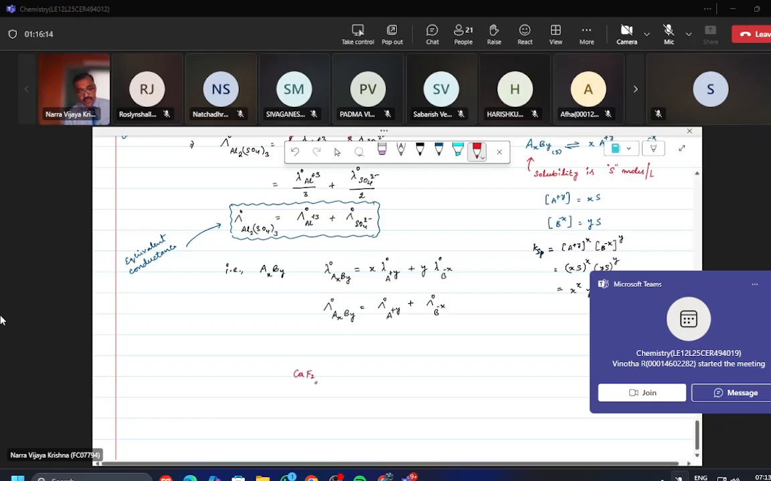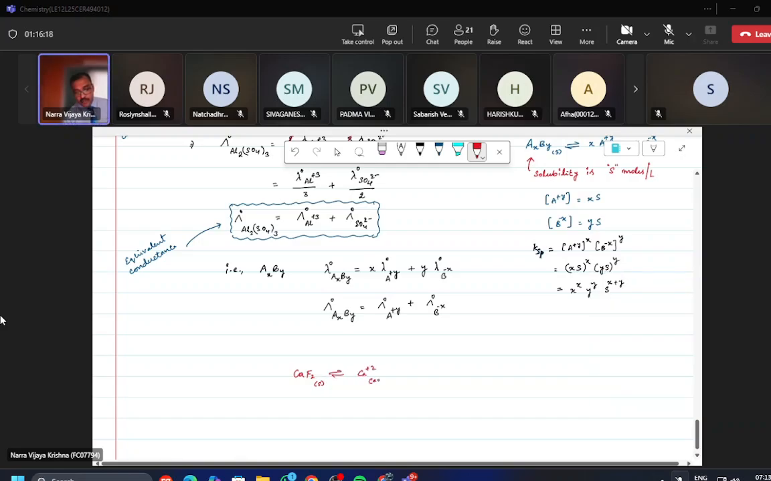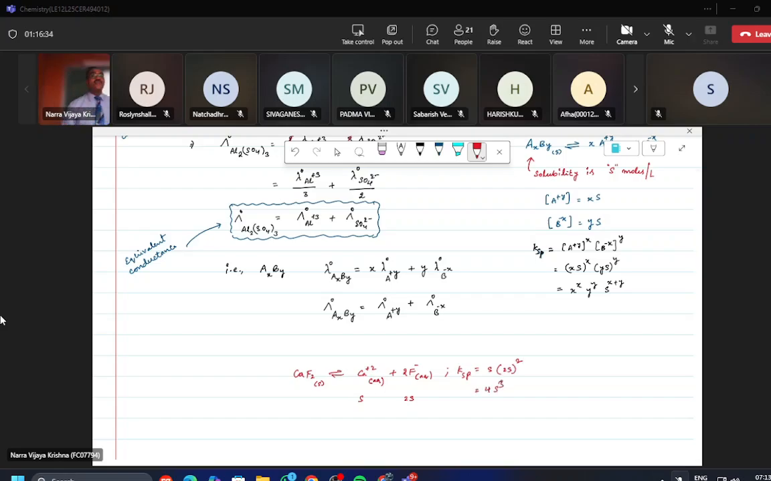How many times you might have studied this. CaF2 gives rise to Ca2+ plus 2F-. What is KSP? If its solubility is S, you will get S here, and 2S here. What is its KSP equal to? S into (2S) power 2, that is 4S cube. Correct? We have seen this. So many numericals we also solved in the ionic equilibrium chapter.